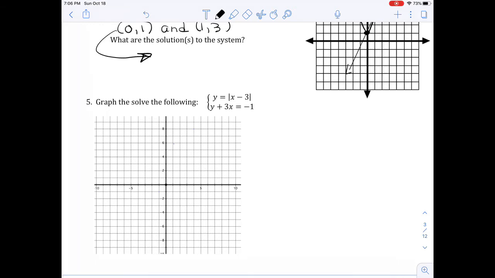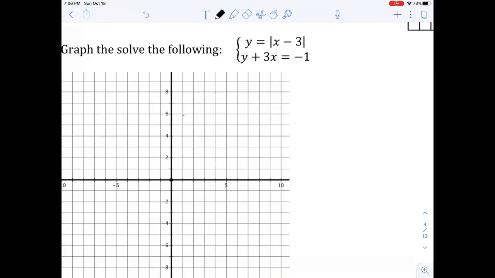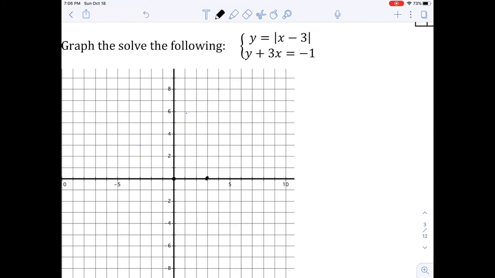What we have here is an absolute value and a line. Okay, so nonlinear. So our absolute value function has been translated 3 to the right. So that's 1, 2, 3. And then just to be precise with our graphs, we're going to find some points to plot so that we get it nice and accurate. V there.